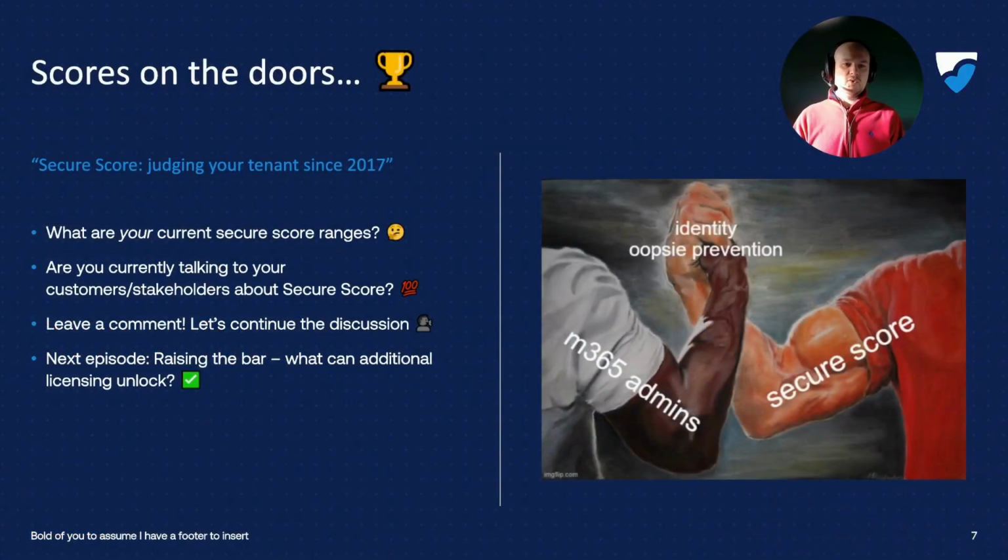So, scores on the doors. What are your current SecureScore ranges? Maybe for your customer tenants or even your own tenant. Are you currently talking to your customers about SecureScore? You know, is it part of your service offering, or is it something that you think you probably need to start having more conversations about, especially around the cyber insurance conversations?